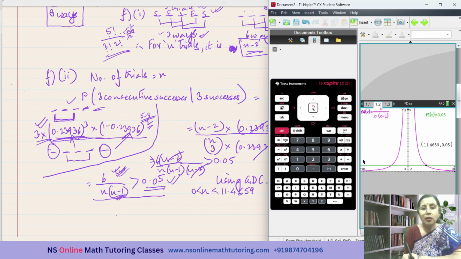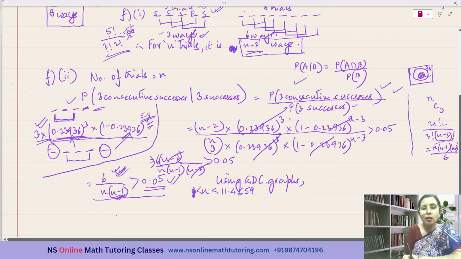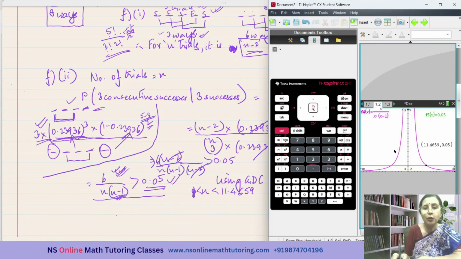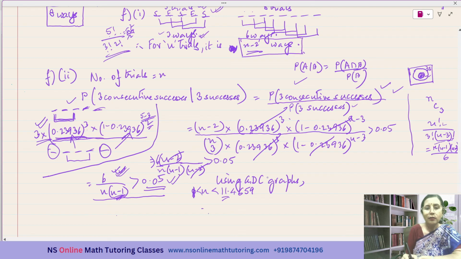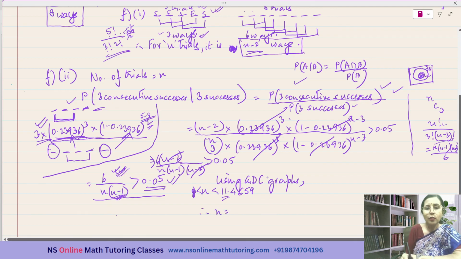So it should be greater than 1. I am not taking the portion between 0 and 1. And over here, I am seeing the pink colored graph is above the green colored line. So it is more than 1, but less than 11.4659. So the largest value, the maximum value of n that can be taken, is 11. Therefore, n is equal to 11.